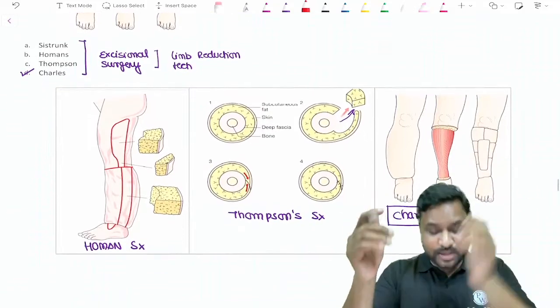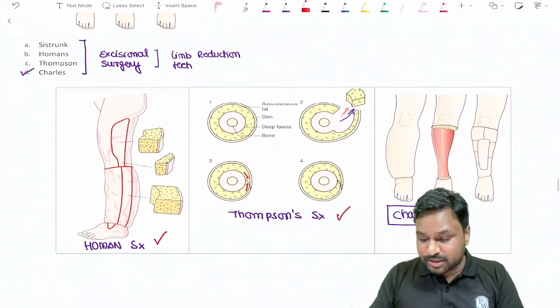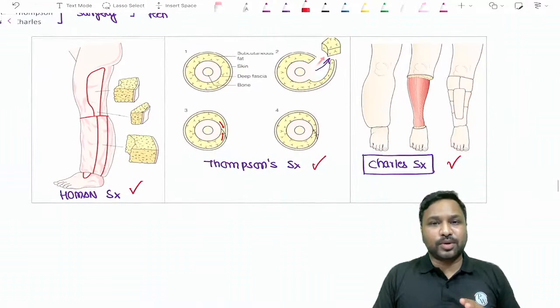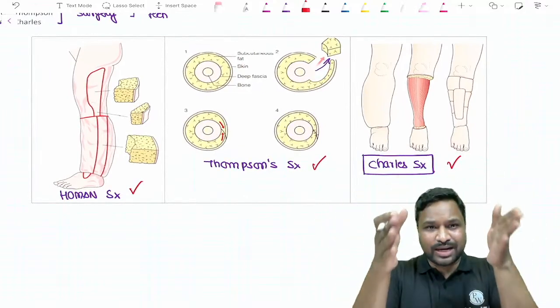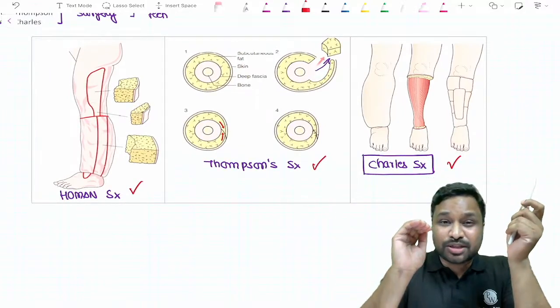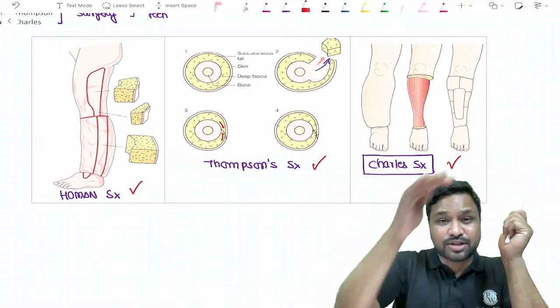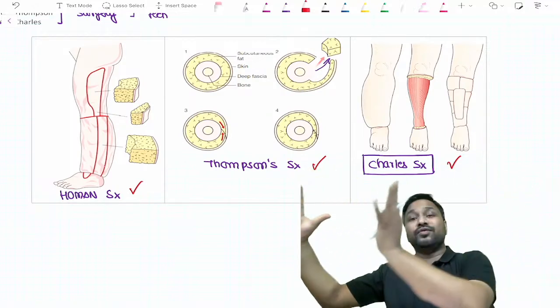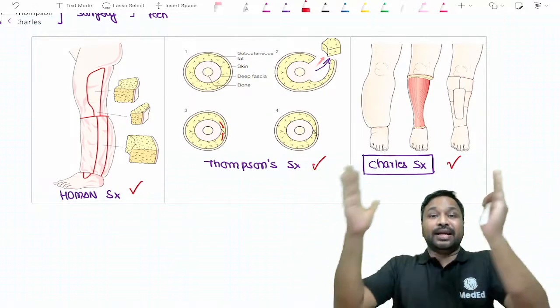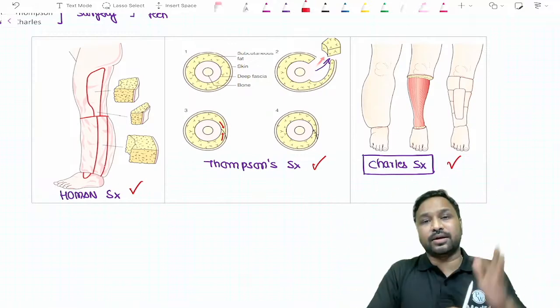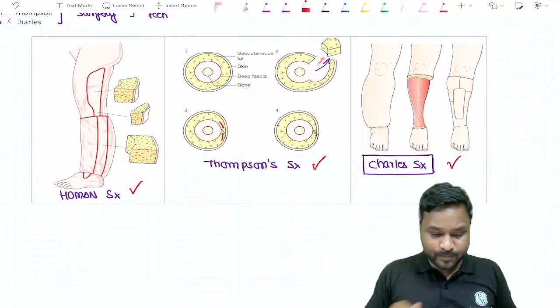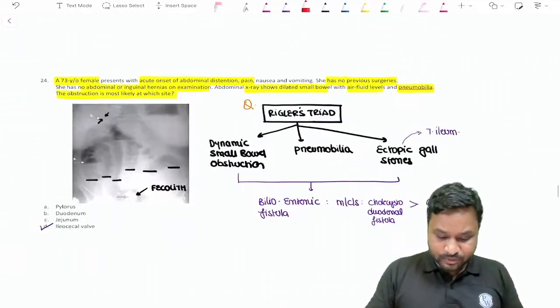What are the limb reducing surgeries? You have the Homans surgery, the Thompson's, and the Charles surgery, right? Just look at the image and remember, Homans is only debulking from one end. Thompson is to remove the subcutaneous fat and reconstruct it back. Charles is to remove the entire limb, excise it, and reconstruct it back. That is your Charles surgery. All right, so this is for lymphedema.